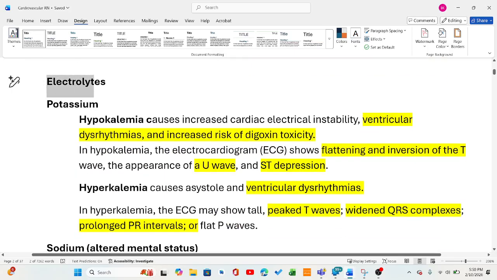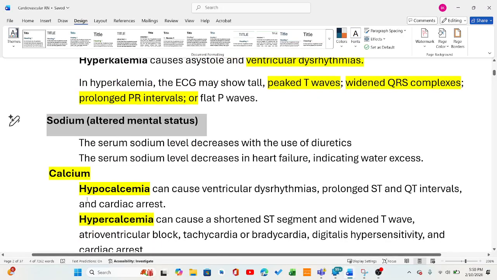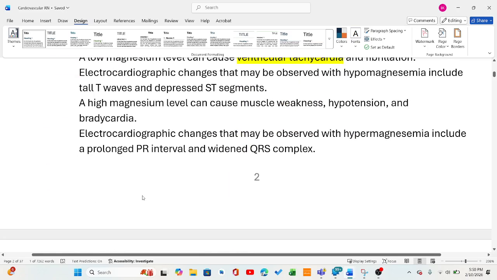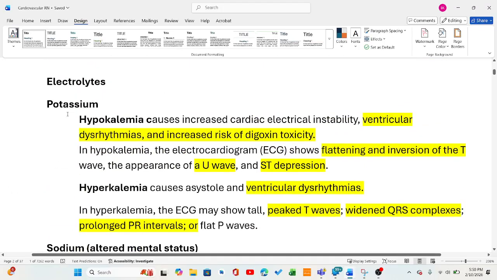Next, I'm going to talk about electrolytes. So when we talk of electrolytes, the major electrolytes we're going to talk about are potassium, sodium, then calcium, and the last one I'm going to talk about is magnesium. Please take note of these electrolytes. They like asking about them. So let's come to potassium.